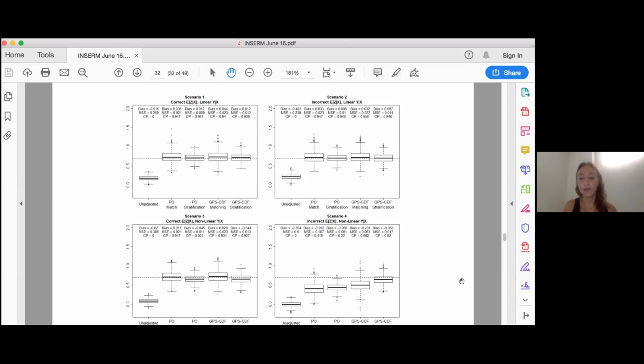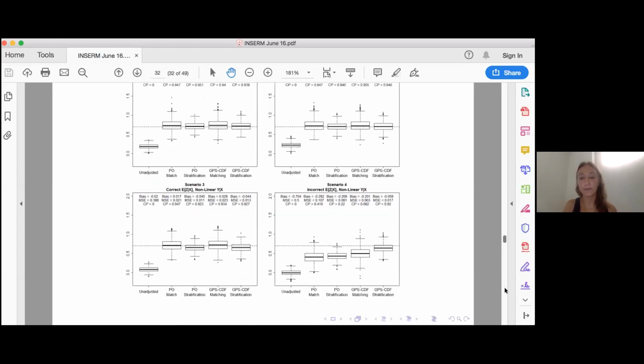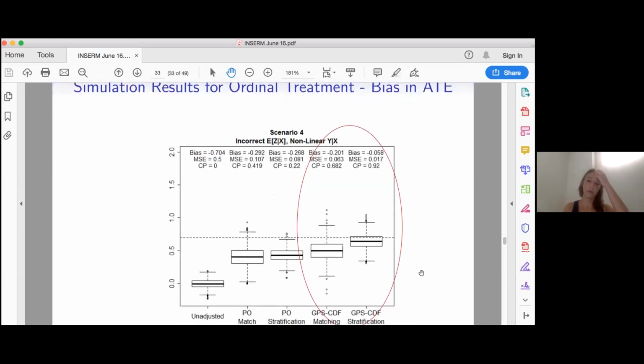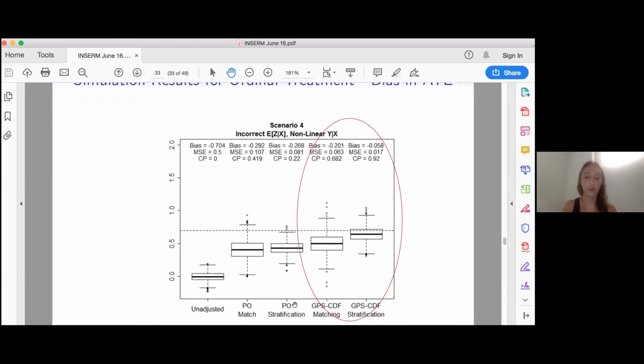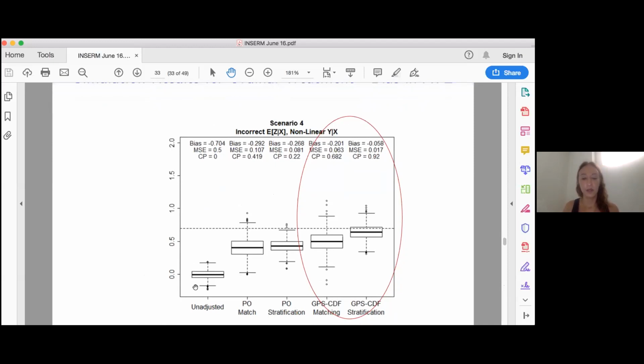Now I'm going to focus on scenario 4. And this is the ordinal setting. Remember, that's why we're using the proportional odds model. So scenario 4 is where you see the breakdowns. You start to get large bias in your ATE because your treatment and your outcome model are incorrect. So for sure, the proportional odds model is wrong here because I violated proportional odds on purpose.